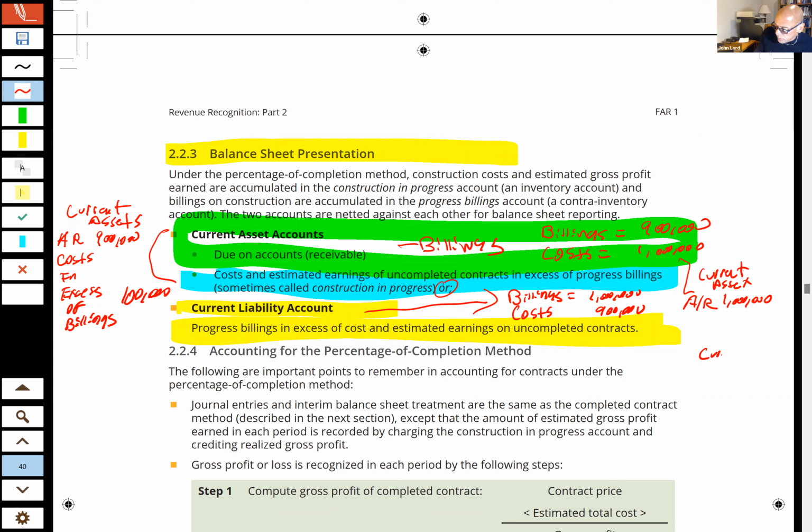But then in our liability section, we'll have a current liability, and that current liability will be what? Billings in excess of costs. And that's going to be 100,000. Okay, so you always have the accounts receivable as a current asset. And then it toggles between what? A current asset, current liability, another current asset, or the current liability, depending on whether your billings are in excess of your cost or your costs are in excess of your billings.